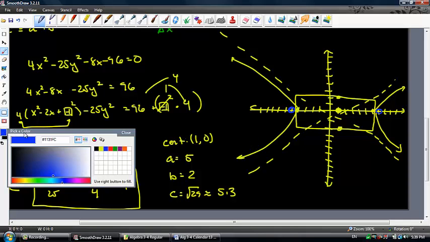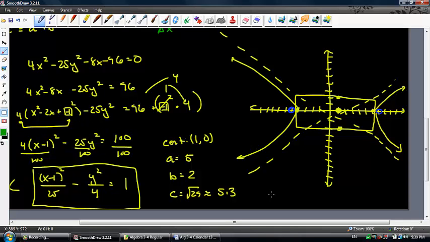Let's find the slope of the asymptotes. Slope of the asymptotes, remember, change in y, so it's going to be, first of all, plus or minus. Change in y, which is 4, so in this case it's going to be 2, over change in x, over 25, which is 5. And then my focal coordinates are going to be 1 plus or minus rad 29, 0.